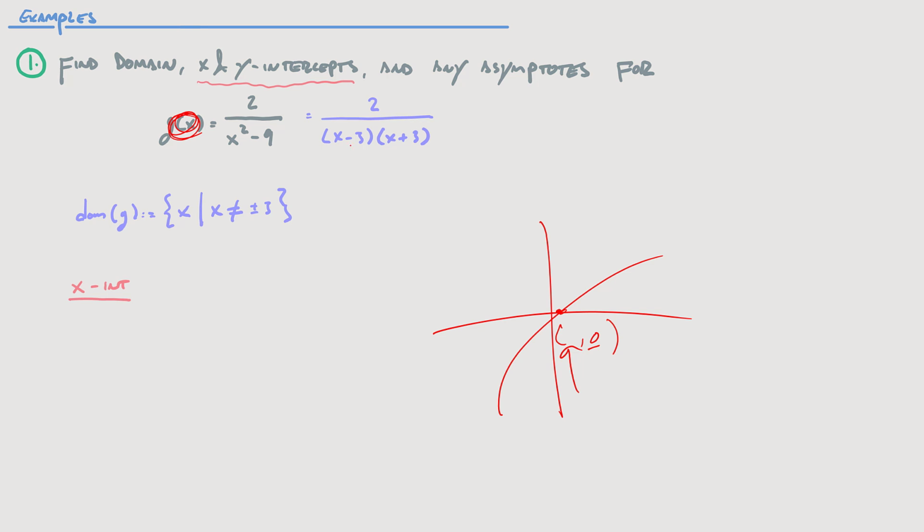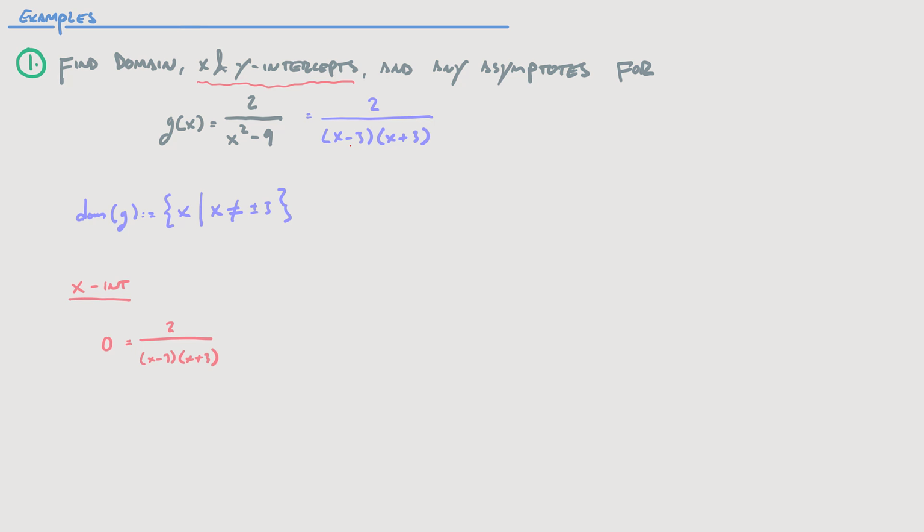The thing about this, though, is it's a rational function. So the first thing that you'd always do is you'd multiply both sides by the denominator to cancel that out. So you really only have to set your numerator equal to 0. Let me just say that again real quick. To find the x-intercept, you set the numerator equal to 0.